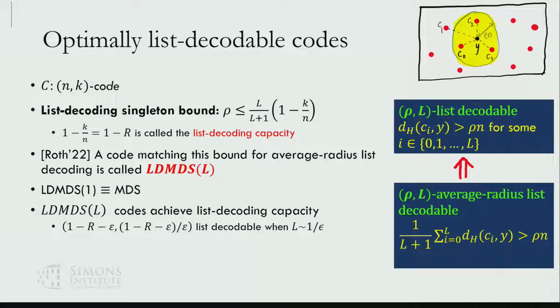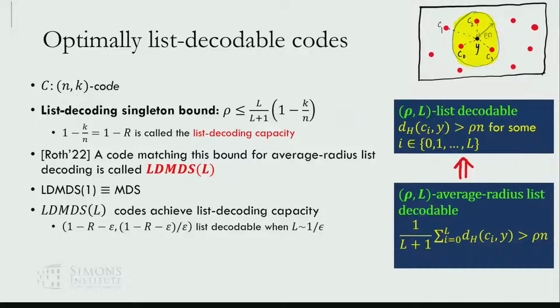And a stronger property is that if you take any L plus 1 code words, the average distance of any L plus 1 is greater than rho times N. So this is a stronger property which implies this. And this is a nicer notion. Actually, this turns out to be equivalent to higher order MDS. So the average radius is what we should consider.